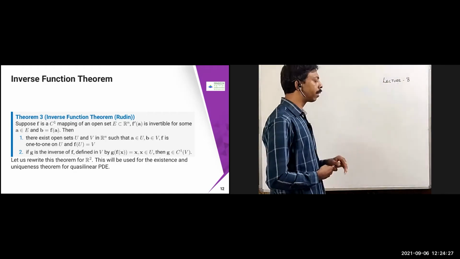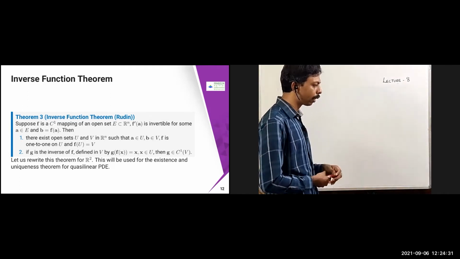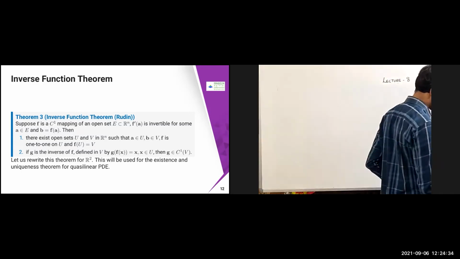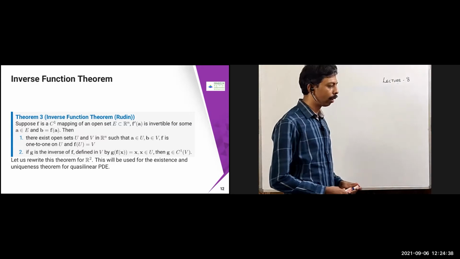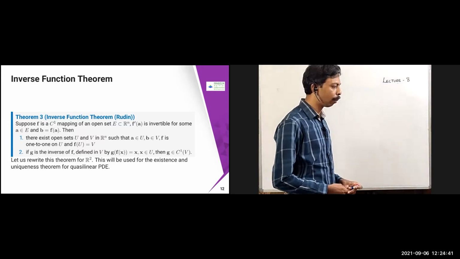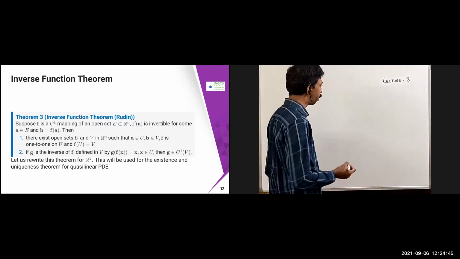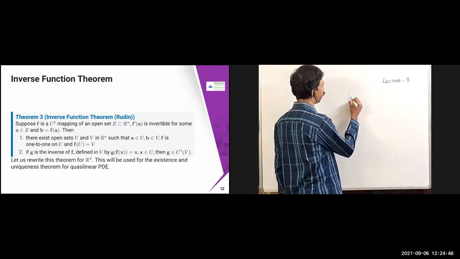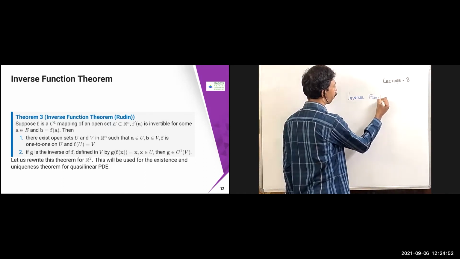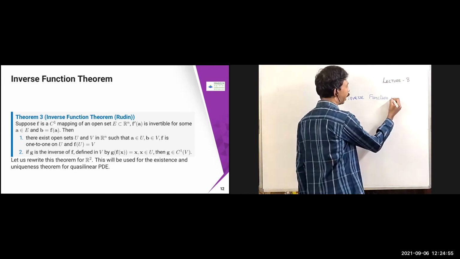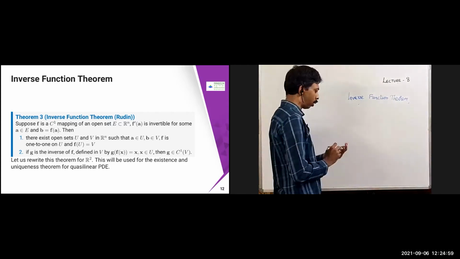Okay, so this is a theorem from Rudin. Have you seen this theorem? Anyone in the second course, metric theory and multivariable calculus course? Have you seen this theorem? Inverse function theorem? Yes, sir. Yeah. So that is the fundamental thing for this quasi-linear PDE to get an answer with existence and uniqueness for this PDE theorem.